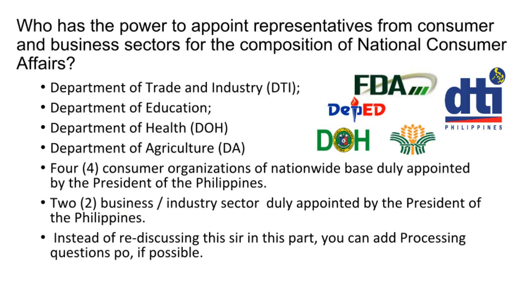Who has the power to appoint representatives from consumer and business sectors for the composition of the National Consumer Affairs Council? Department of Trade and Industry (DTI), Department of Education, Department of Health (DOH), Department of Agriculture (DA). 4 consumer organizations of nationwide base duly appointed by the President of the Philippines. 2 business and industry sector representatives duly appointed by the President of the Philippines.